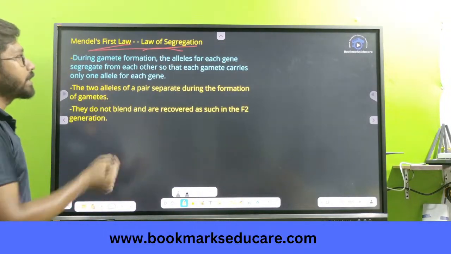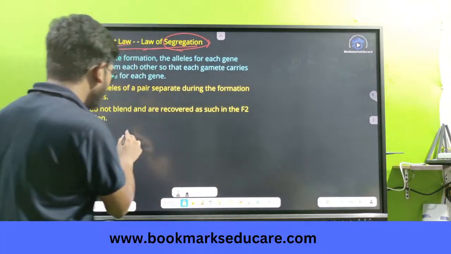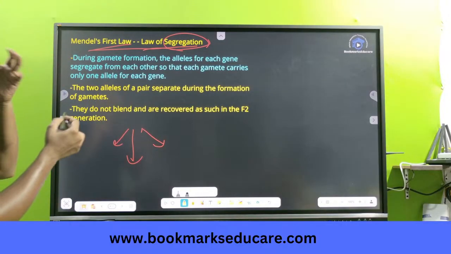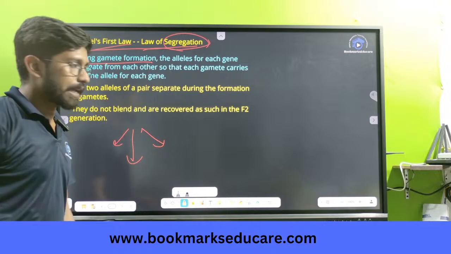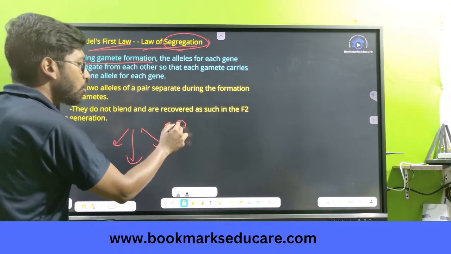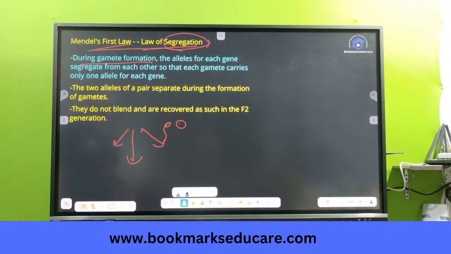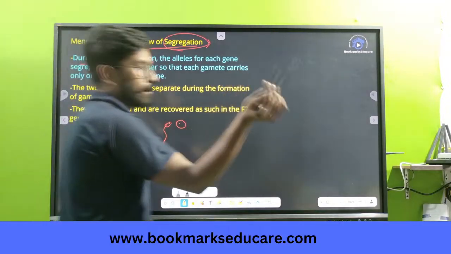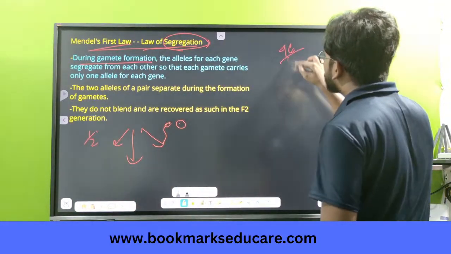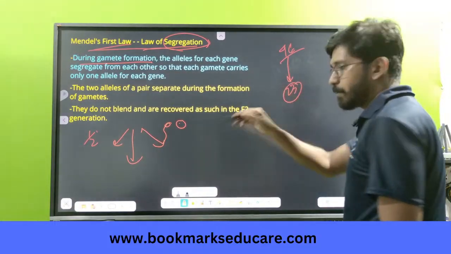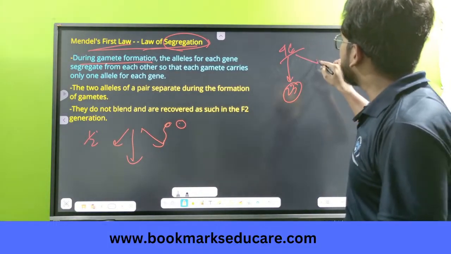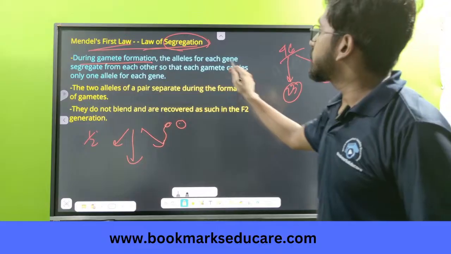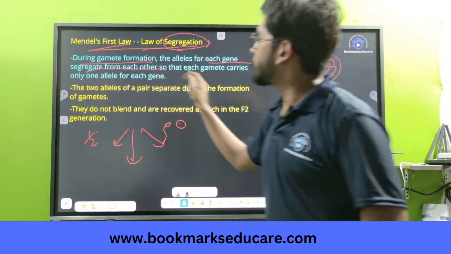Okay. Let's see the law of segregation. What does segregation mean? Segregation means differentiating. We are separating things. So what Mendel said is that during gamete formation, we know what a gamete is. A gamete is either sperm or ovum that you get from your father and mother. It is always half of your genetic material, right? So if humans have 46 chromosomes, we get 23 in the gamete. Now, when you are getting 23 from 46, each gene will segregate from each other.